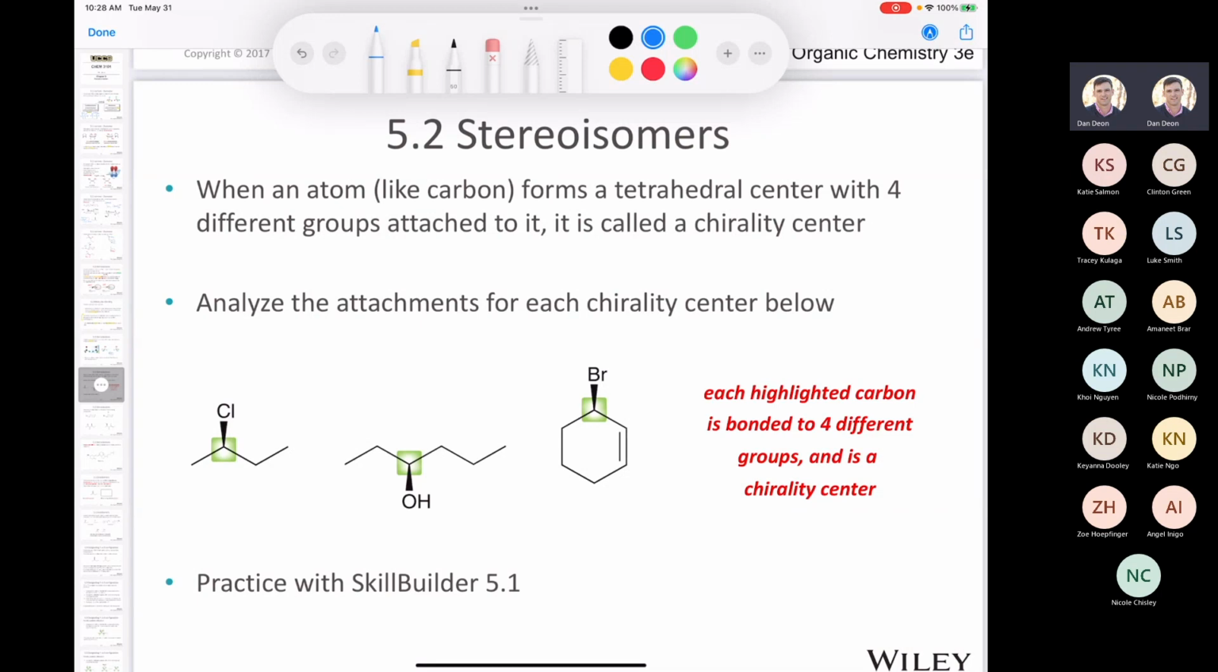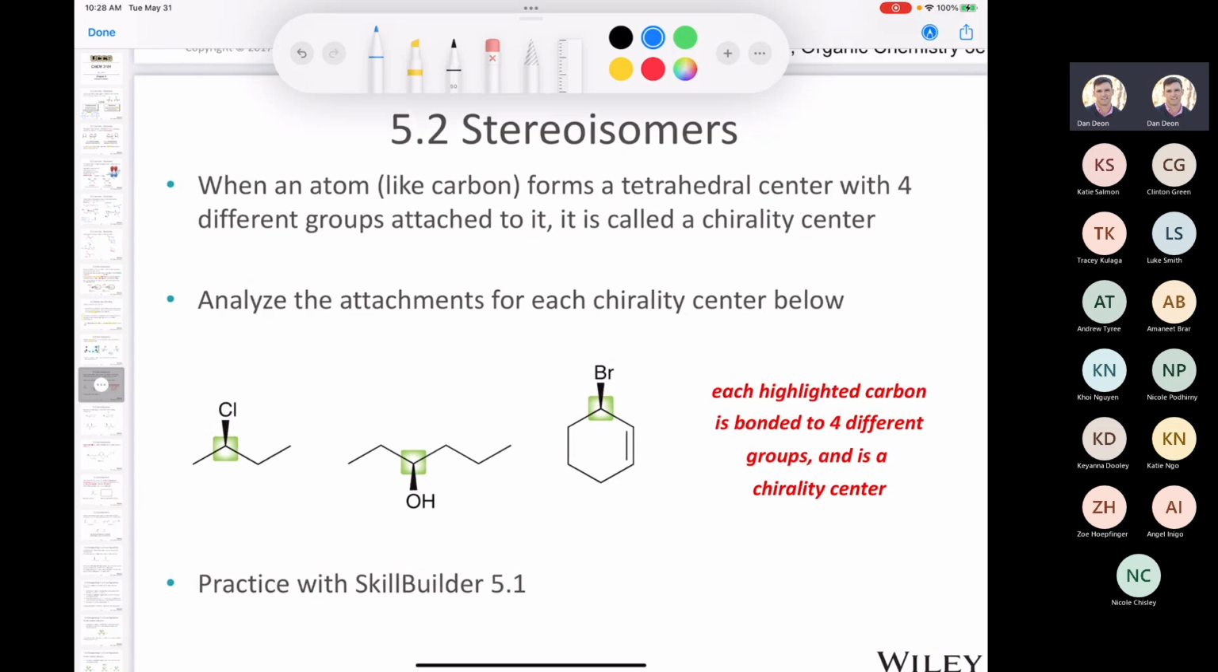And again, sometimes I call that a stereogenic center. Sometimes I call it a chiral center. Sometimes I call it an asymmetric center. We have a whole bunch of different names. But let's take a look. It says, analyze the attachments for each chirality center.